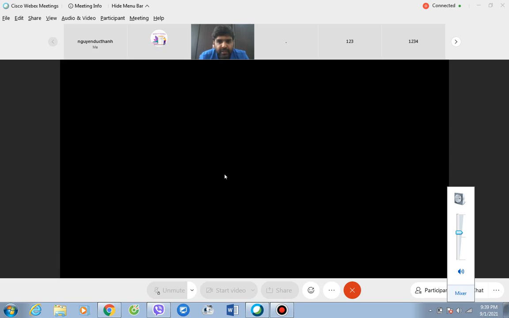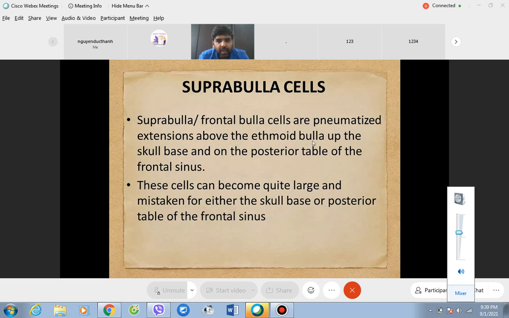Now we'll just reinforce it. Suprabullar cells are the cells with pneumatized extension above the ethmoidal bulla up to the skull base and down to the posterior table of the frontal sinus. This is what we have just seen in the dissection picture.